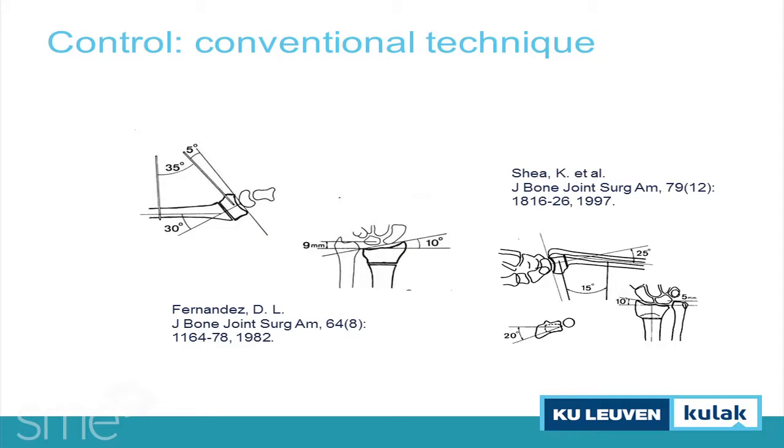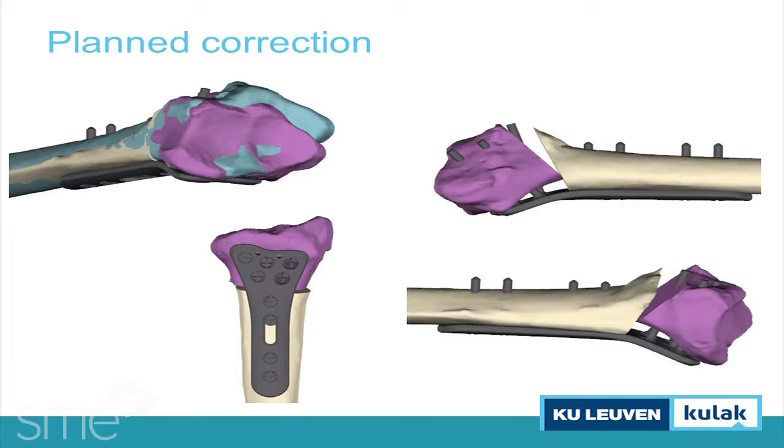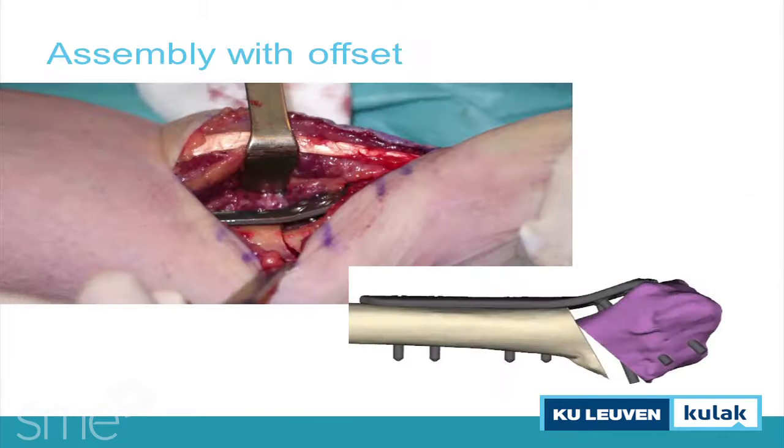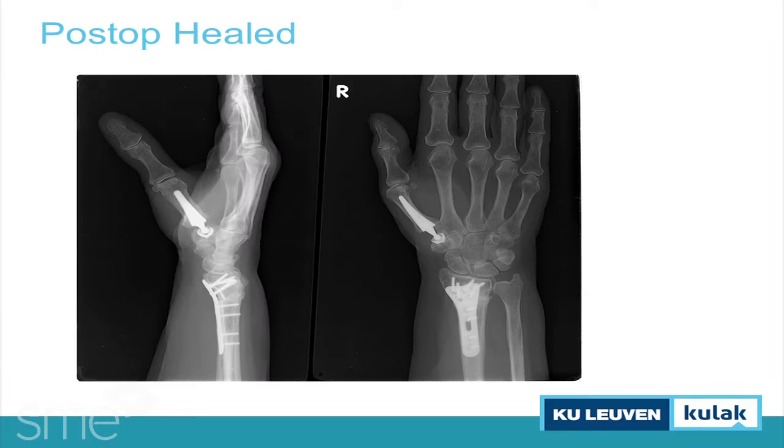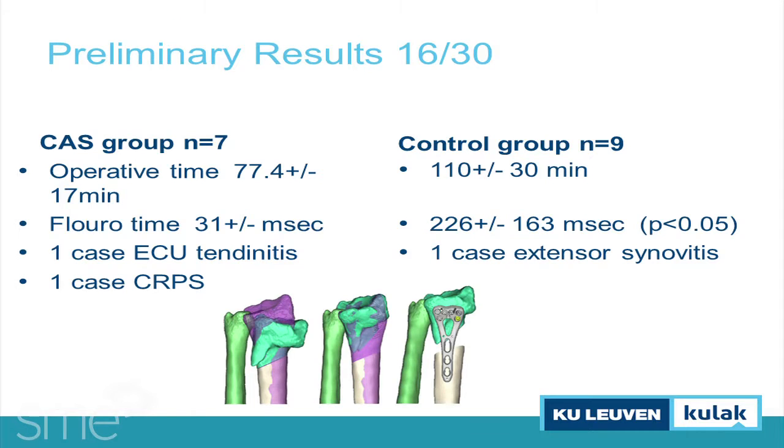So this is the conventional technique, and this would be the planning where you would have indeed that nice step-off that you could recreate, and you see here that you really can recreate that step-off, which is harder to do with conventional technique. And that's the result post-op. If you look at the results, you see operative time is shorter with guides. Fluoroscopy time is dramatically shorter when you use guides because you don't need to eyeball all the time.